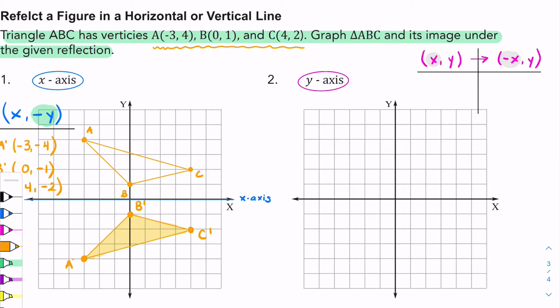Starting by plotting our points, we're using the same A, B, and C values as number 1. Our A value is at -3, 4. B is at 0, 1. C is at 4, 2. We are reflecting across the y-axis. That is this line here.